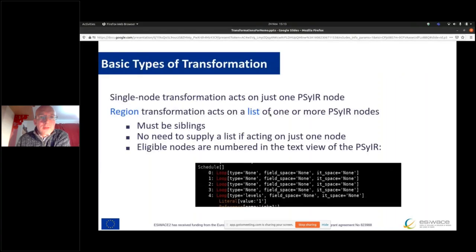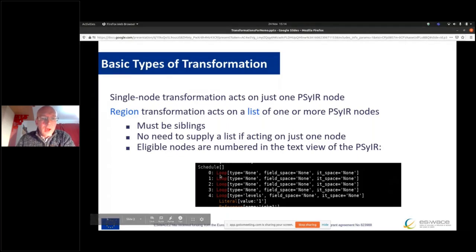So there are two basic types of transformation. As you might guess, the single node transformation acts on just one SciIR node, whereas a region transformation acts on a list of one or more SciIR nodes. That list of nodes must all be siblings. So for instance, in the schedule below, 0, 1, 2, 3, 4 are all siblings. So that would be fine.